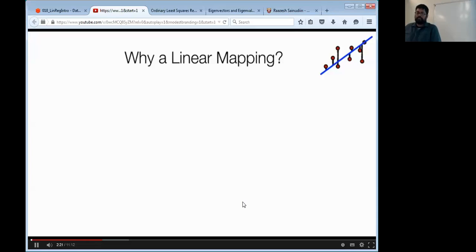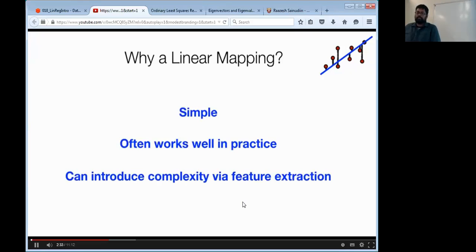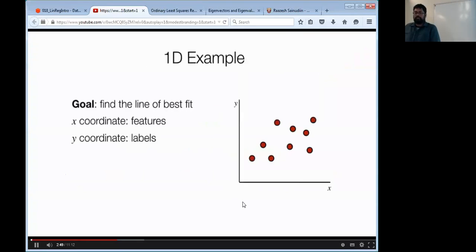It's natural to ask why we want to impose a linear relationship between the features and the label, as this assumption typically won't be correct in practice. However, using a linear mapping is attractive for several reasons. First, this assumption is intuitively and mathematically simple. Second, it often works well in practice. And third, when using this model, we have the flexibility to introduce new features as we like. So we can increase the complexity of this model via the process of feature extraction.